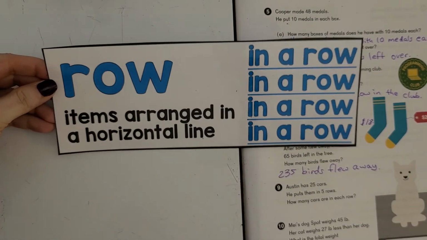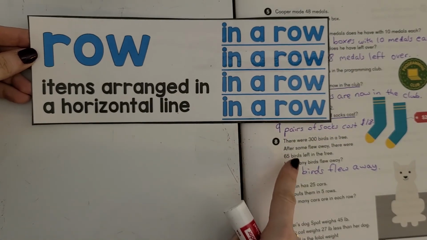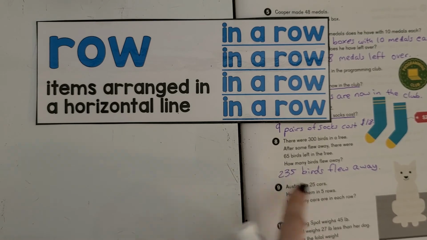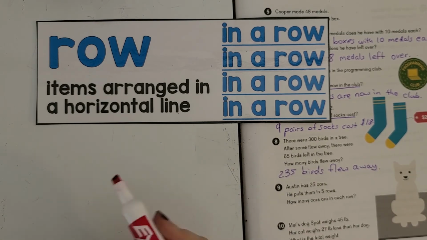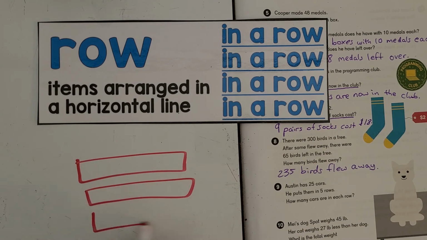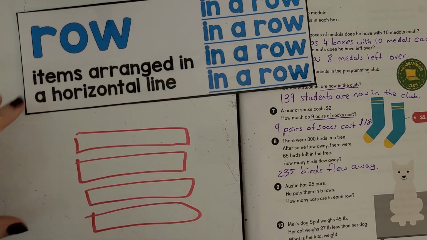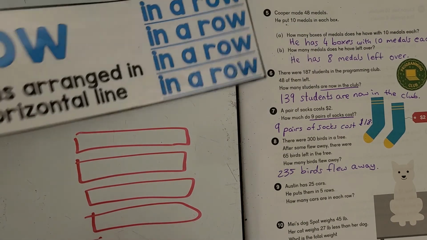Remember, rows are items arranged in a horizontal line. So it said, Austin has 25 cars. He puts them in 5 rows. So he's going to have 1 row, 2 rows, 3 rows, 4 rows, and 5 rows. You can't see that. Let's put it up.